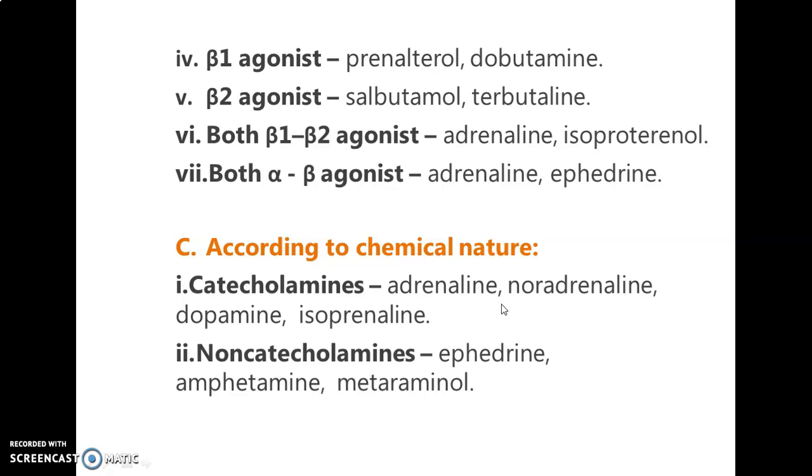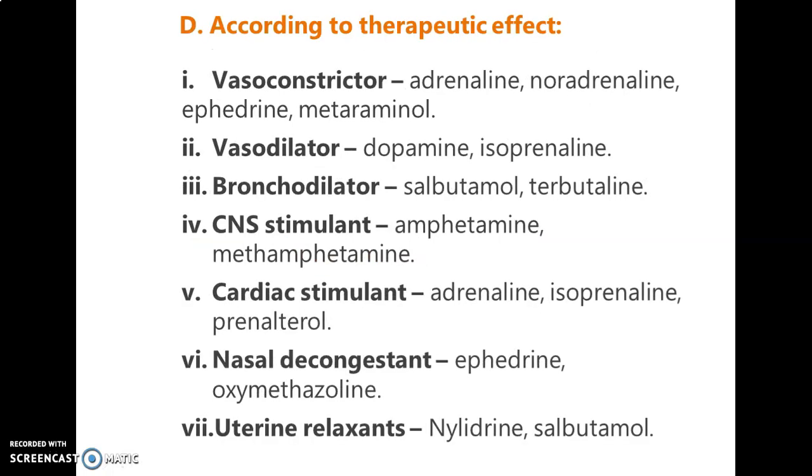Next classification is according to the chemical nature, that is catecholamines and non-catecholamines. The catecholamines examples are adrenaline, noradrenaline, dopamine, isoprenaline, while the non-catecholamines are ephedrine, amphetamine, and metaraminol. The last classification of these adrenergic agents or sympathomimetic agents is according to their therapeutic effects.